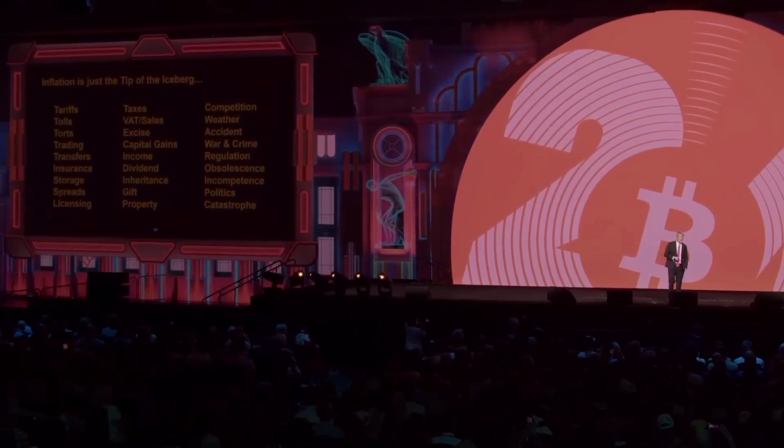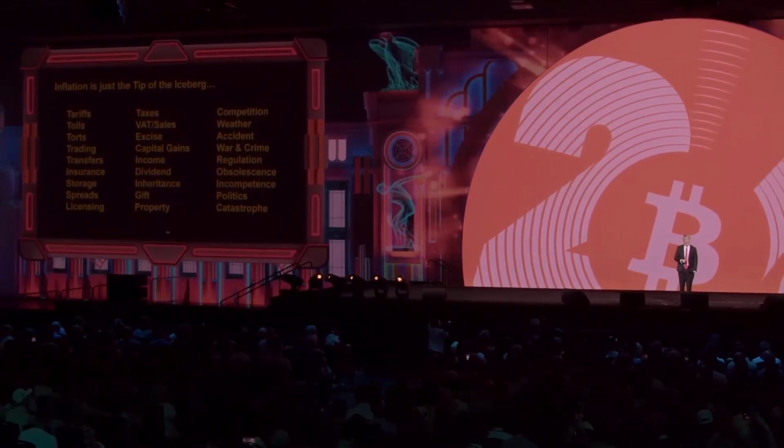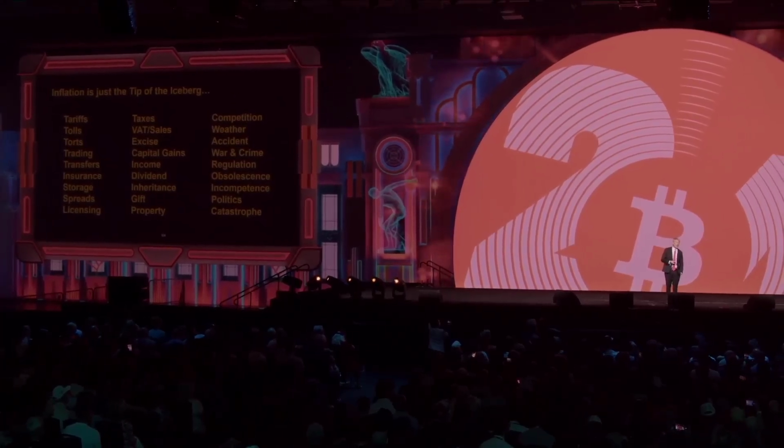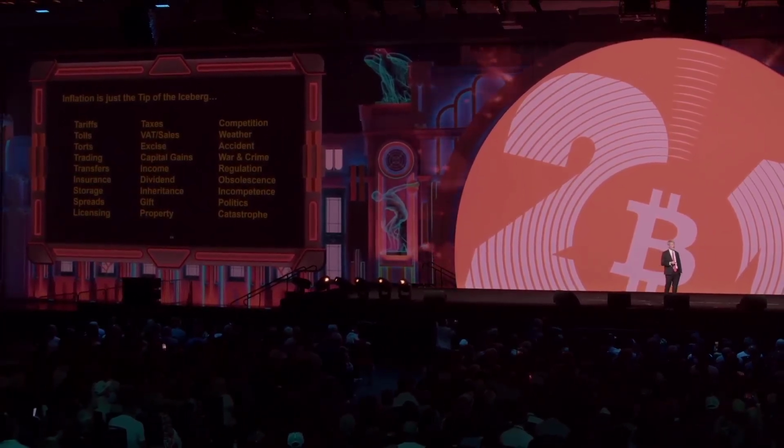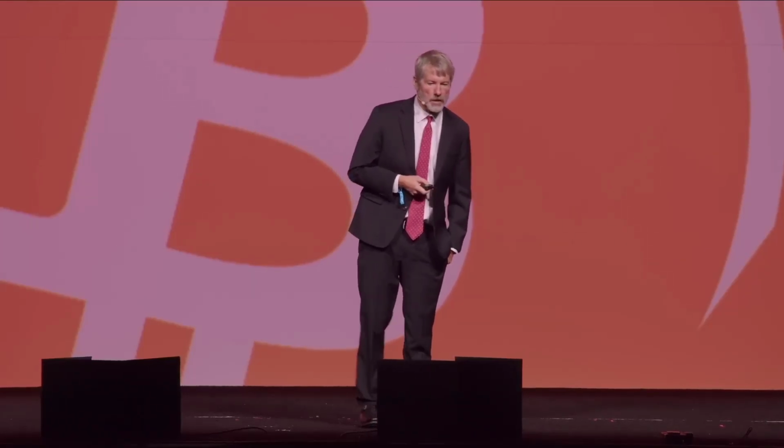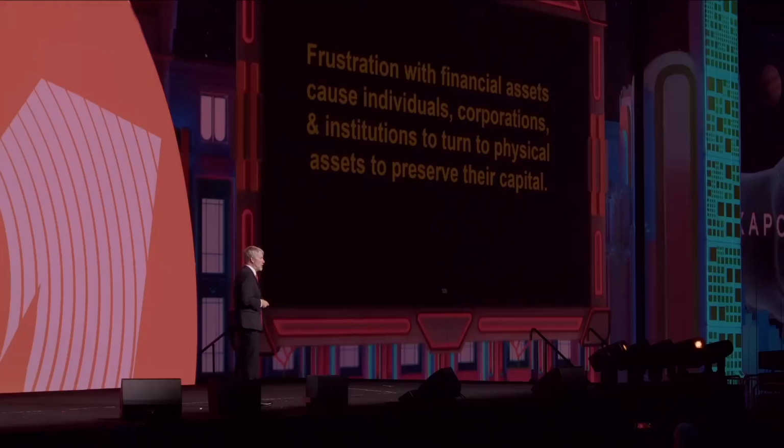And then if the taxes don't take you and the torts don't undo you, you've got weather and competition and obsolescence and politics and catastrophe. Those are the things that dilute the value of your capital over time. And if you want to maintain economic energy, you have to fight against that friction. Well, most people realize that's a frustrating endeavor and it's a no-win endeavor. So they give up on financial assets and they start turning to physical assets to preserve capital.